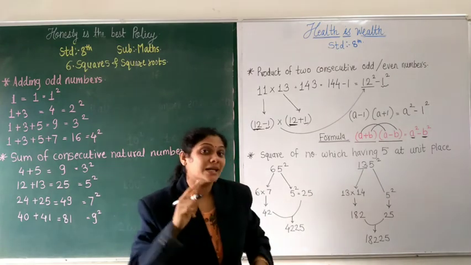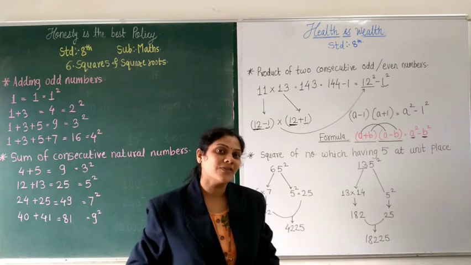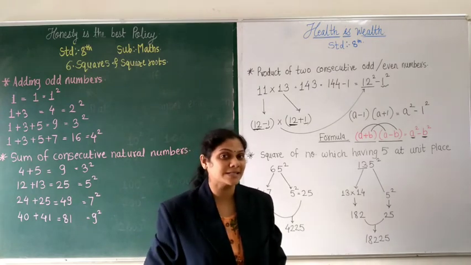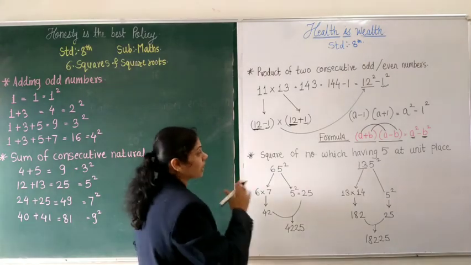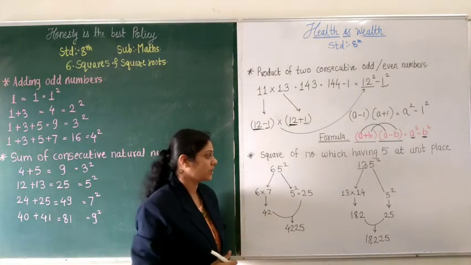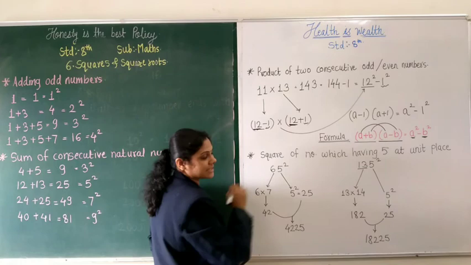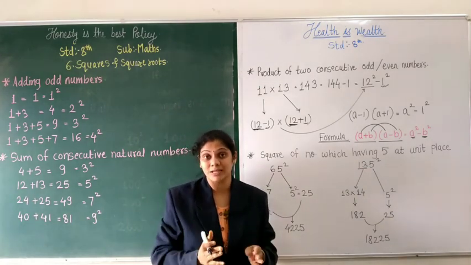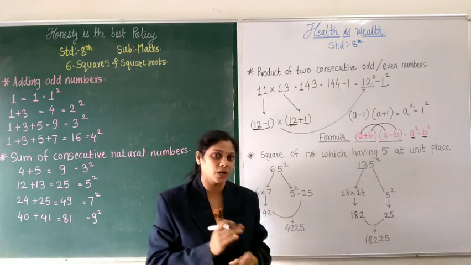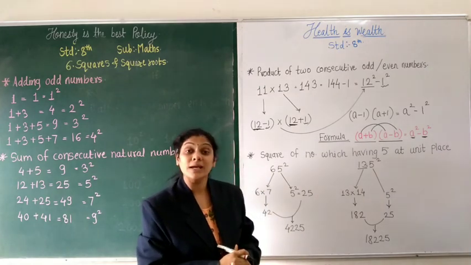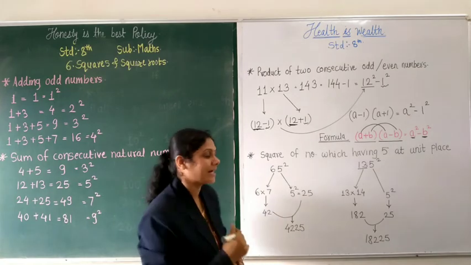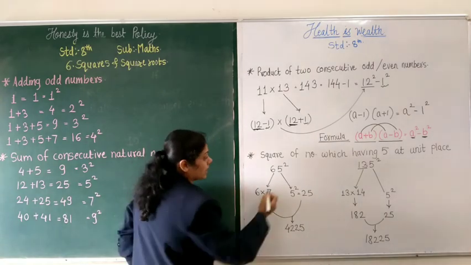Now there is one more trick, that how we can find out the square of any number having 5 at unit place. Look at here, square of number which having 5 at unit place. Here I have brought 65. Already I have told you that you have to study or you have to learn by heart the squares of 1 to 30 numbers. But how we can find out the square of 65 orally? Look at here, there is a trick.